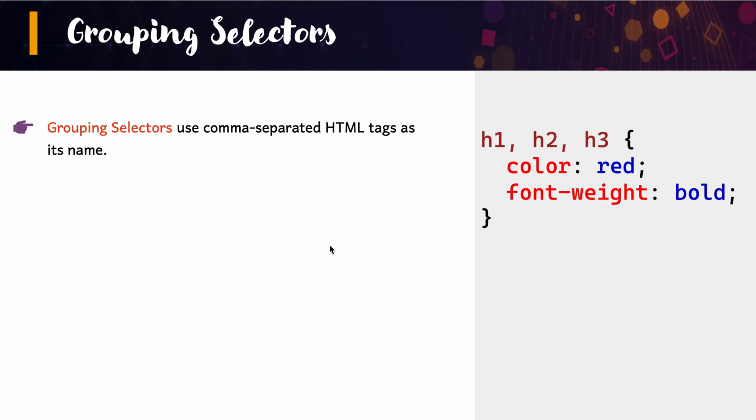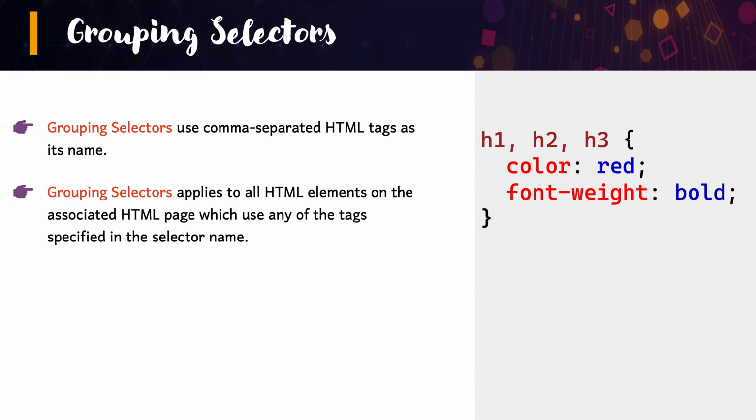Then there is a grouping selector. What is a grouping selector? A grouping selector basically is a simple element selector with more than one tag name separated by commas. Now you should be guessing, and that guess must be quite right, that this particular selector selects all HTML elements that use any of the tags that are separated by commas as per the selector name.